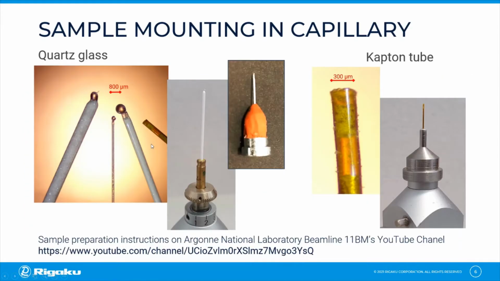Next, you want to mount your sample. For an almost background-free data collection, you can mount quartz glass capillaries or Kapton tubing. Both come in various sizes and can be sealed airtight in order to protect the sample. You can mount them in a standard sample holder, like here, or on a magnetic mount, like this. For an excellent instruction on how to load quartz glass capillaries, please visit the YouTube channel of the Argonne National Laboratory, Beamline 11BM.